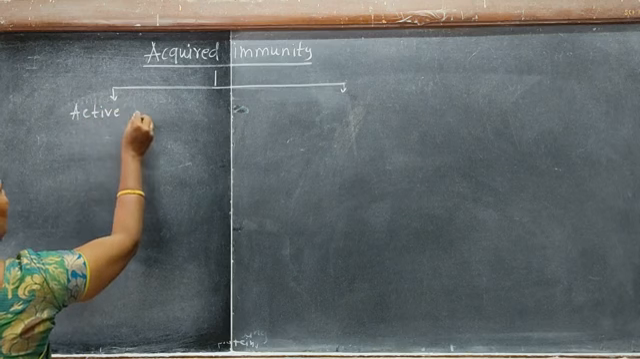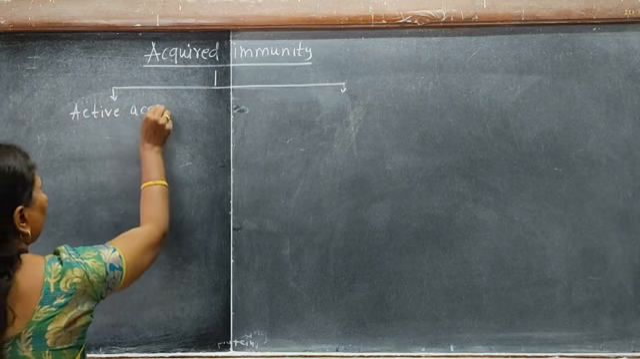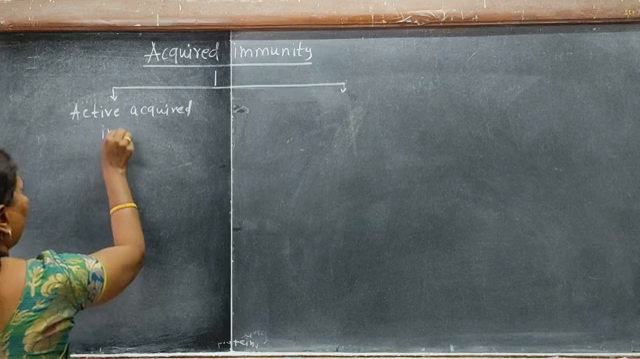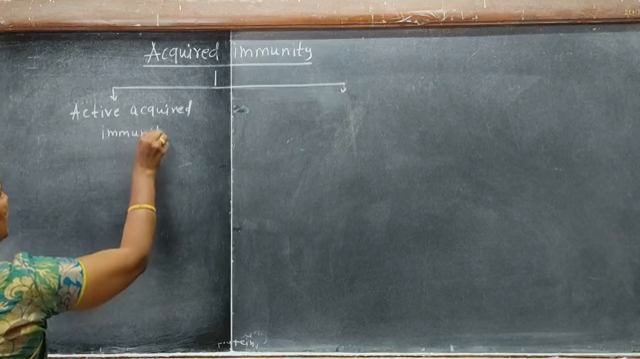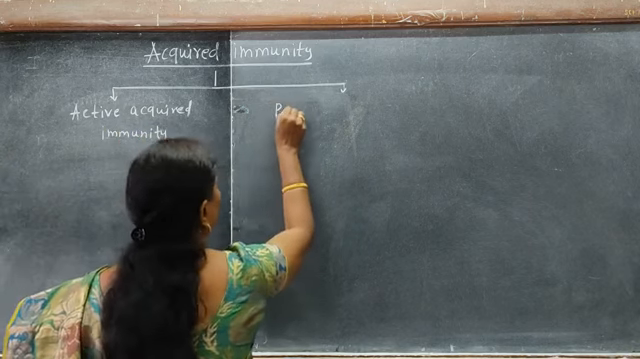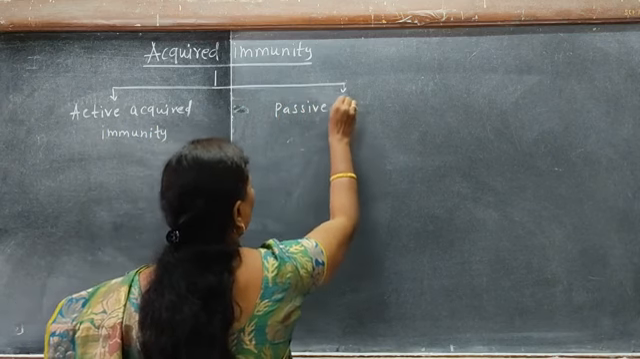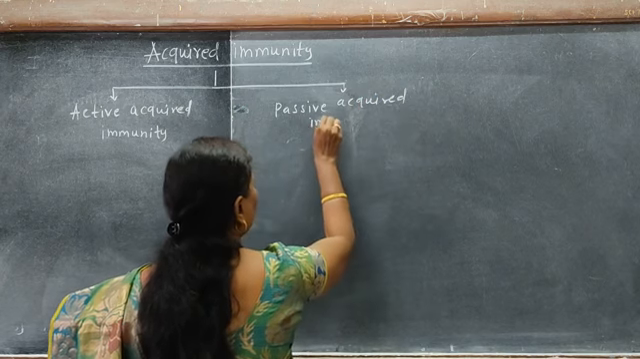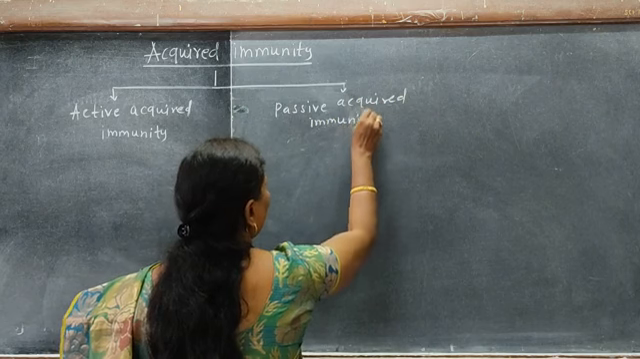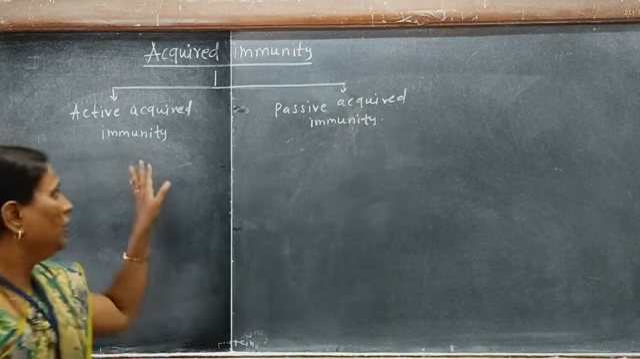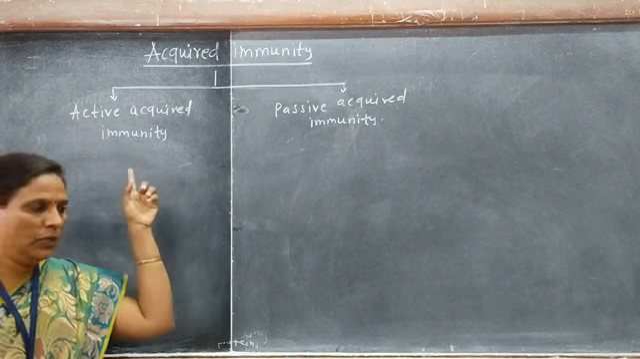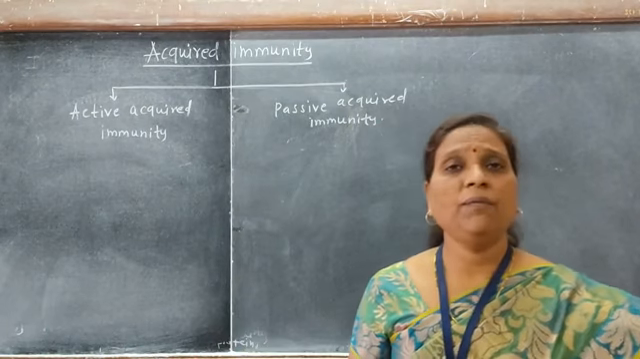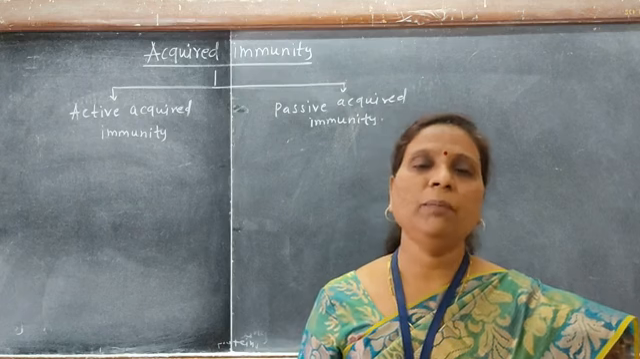Active acquired immunity, and second is passive acquired immunity. Now in this type we are going to study again what is meaning passive and what is meaning active. The active means it is produced after the infection of any pathogen.